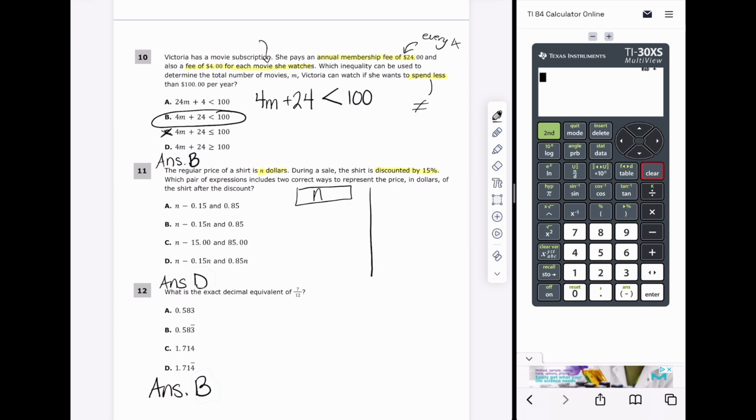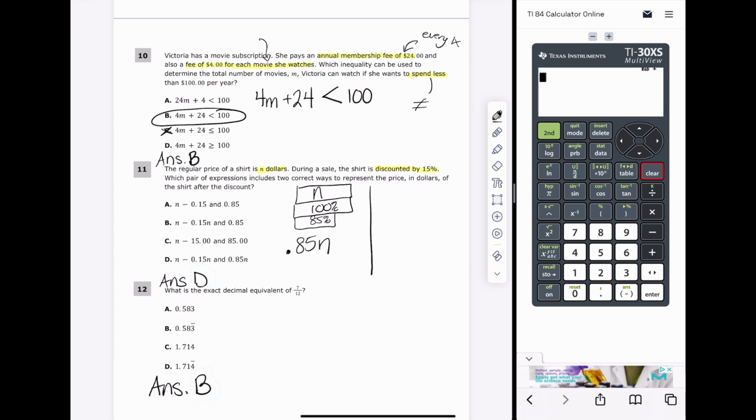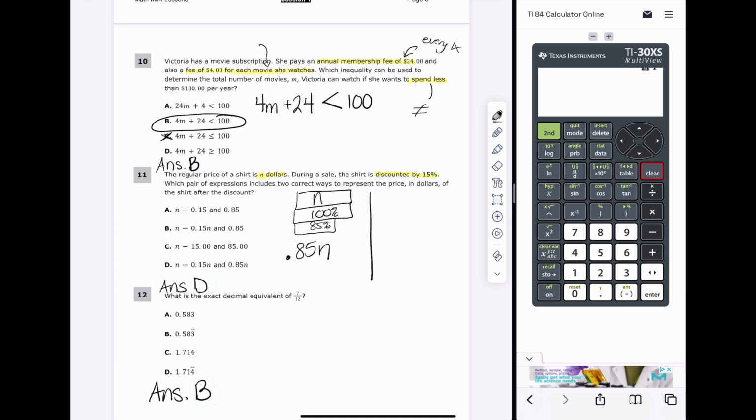Some kids go and they say, well, the shirt represents 100%. I only want a piece, I only want to know this part of it, 85% of the whole thing. So one way we can do that is to just find 85% of the shirt. So 85% times N. That's so I can find part of the shirt. Okay, so that's one way to find a part.